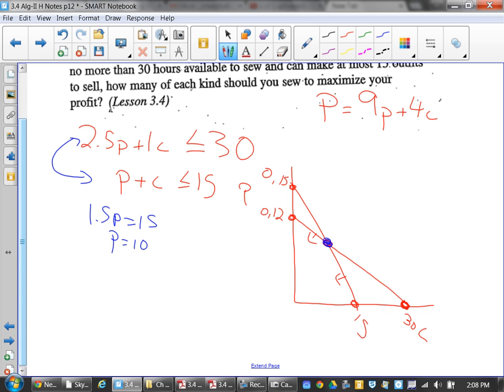If you use substitution, you're going to get the exact same stuff. It's just a lot quicker. If P is 10, what's C?